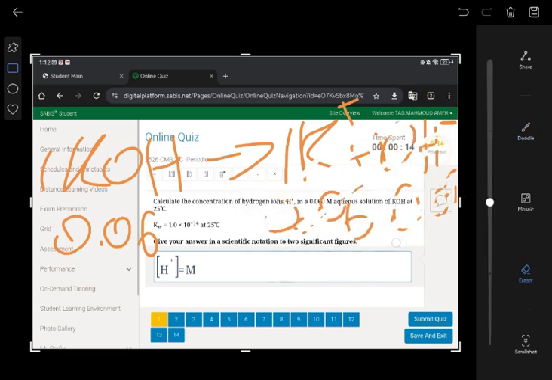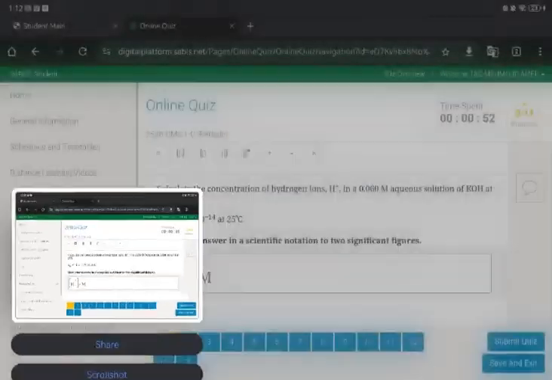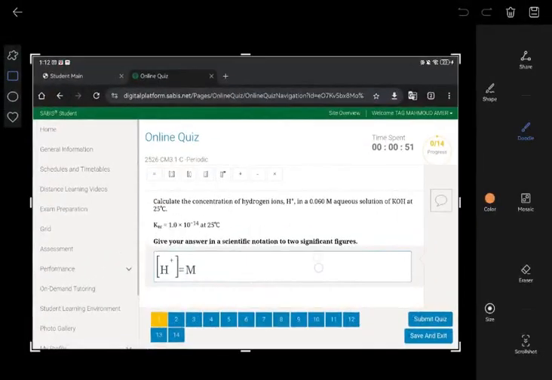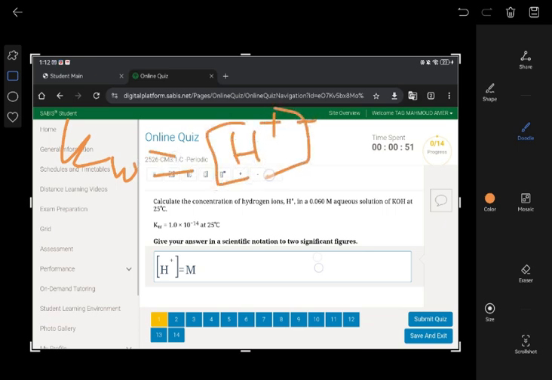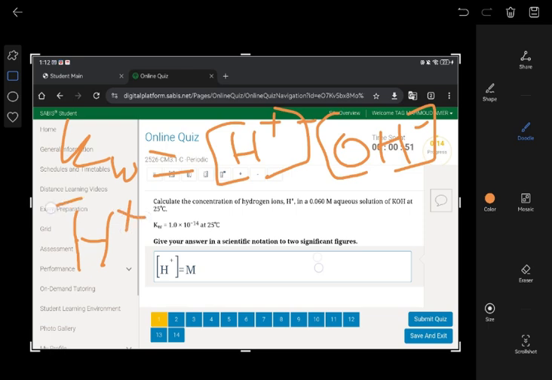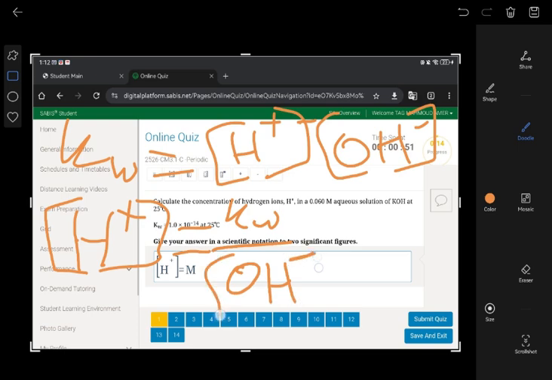So since they're all the same, that means that OH is also 0.06. KW equals H plus times OH minus. So that means H plus, what they're asking for in this question, equals KW over OH minus.